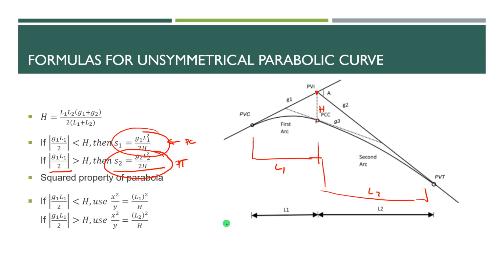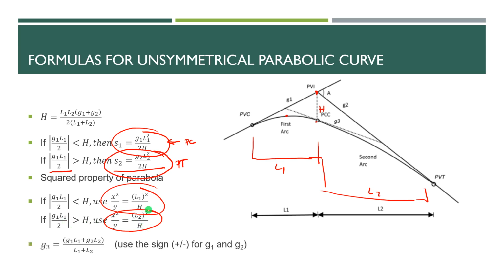So we use again the squared property of parabola if the elevation and stationing of a required point, which is at any point on the curve, is needed, depending again on the absolute value of G1 L1 over 2. If it is less than H, we use this squared property of parabola, x squared over y equals L1 squared over H. And if the absolute value of G1 L1 over 2 is greater than H, we use this solution, x squared over y equals L2 squared over H.